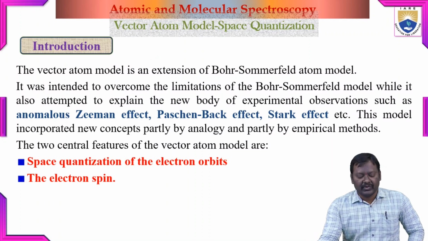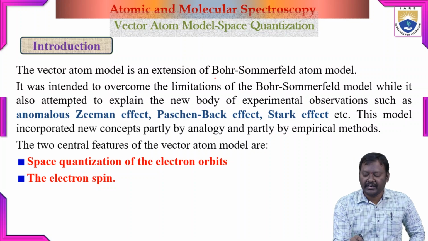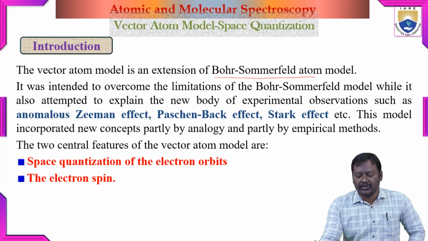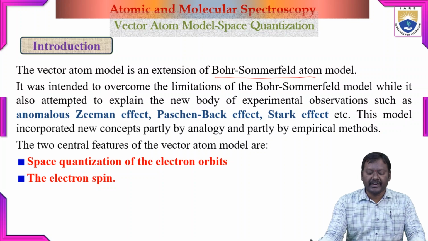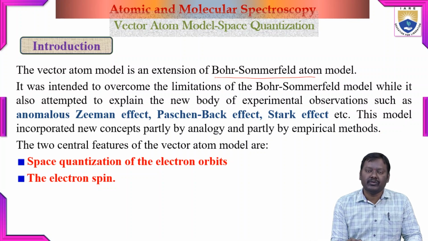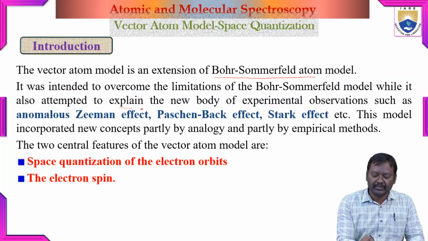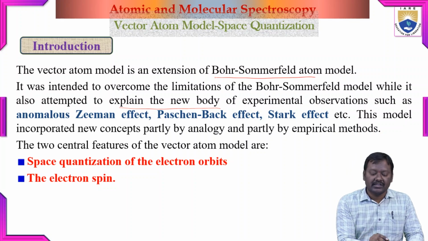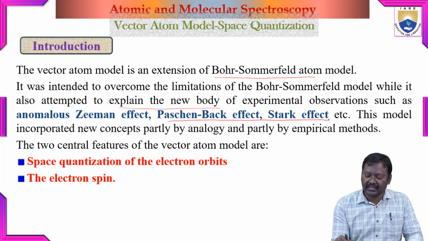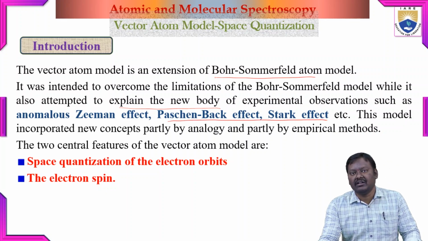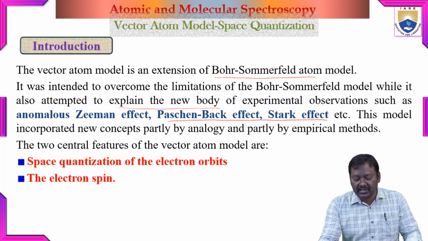Introduction. The vector atom model is an extension of the Bohr-Sommerfeld atom model. Due to the limitations of Bohr's atom model and Sommerfeld's atom model, this vector model was introduced through the ideas of several scientists such as Bohr, Sommerfeld, Uhlenbeck, and Goudsmit. It was intended to overcome the limitations of the Bohr and Sommerfeld models, while also attempting to explain new experimental observations such as the Zeeman effect, anomalous Zeeman effect, Paschen-Back effect, Stark effect, etc.